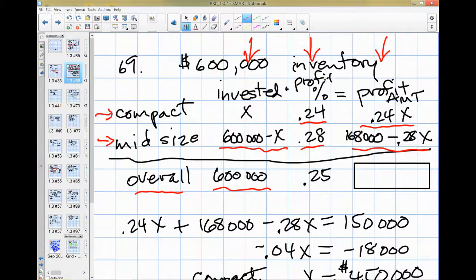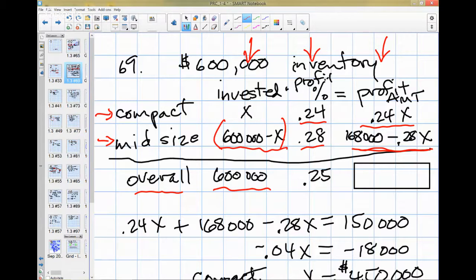What's the amount of profit? All right, so the top one, 0.24 times X. The bottom one, I multiplied that out. 0.28 times 600,000 minus X in parentheses. And I already did it here. This is the result over here on the right. Okay, so when I add those up, I should get the total profit.